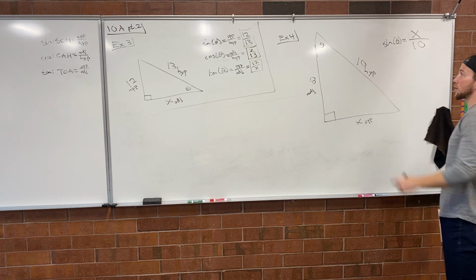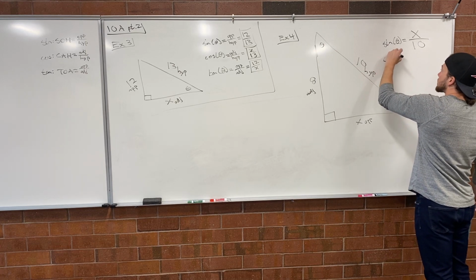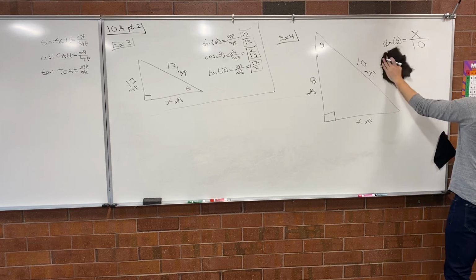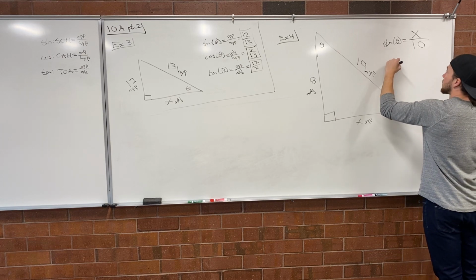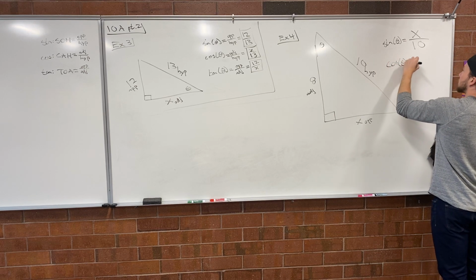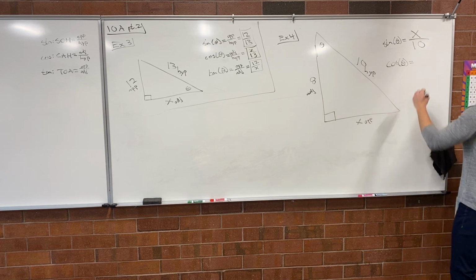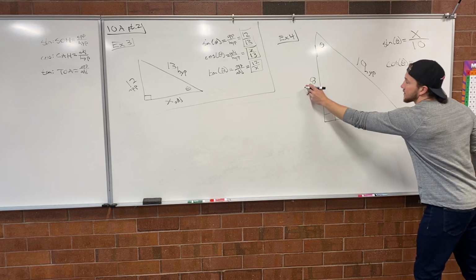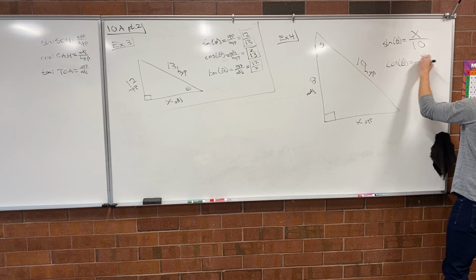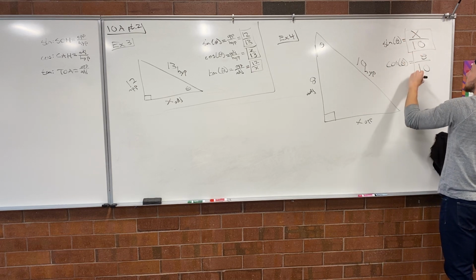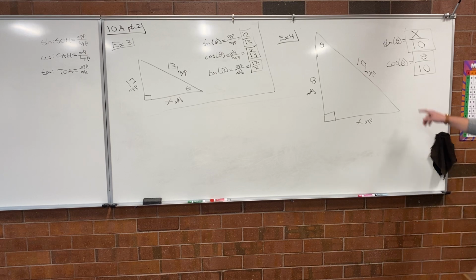All right, now on to cosine. Cosine of theta. Cosine of theta is adjacent over hypotenuse. Adjacent is 8. Hypotenuse is 10. Let's box these answers off. So the ratio for cosine of the angle theta is 8 over 10.